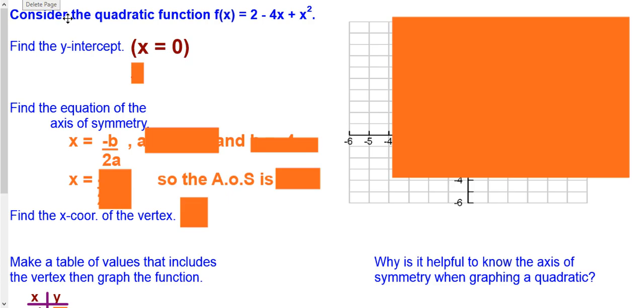So let's go ahead and graph this. Sometimes it's nice to have the y-intercept. That's where you're crossing the y-axis, and on the y-axis right here, you're not left and right, so that means x is 0. Well, if x is 0, we just get plain old normal 2.